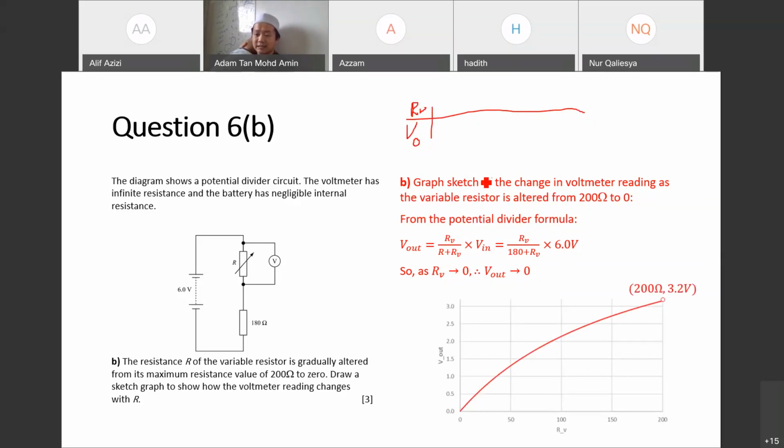The curve will look like this, with the origin 0, 0 set at the center point. It approaches 0 when you decrease the resistance value, so decreasing from 200 to 0. But when you sketch it in a graph, it must be from the origin 0, 0 to 200. So the graph looks like it's increasing, but actually the decrease occurs from right to left. Okay. Right. No questions? Moving on.